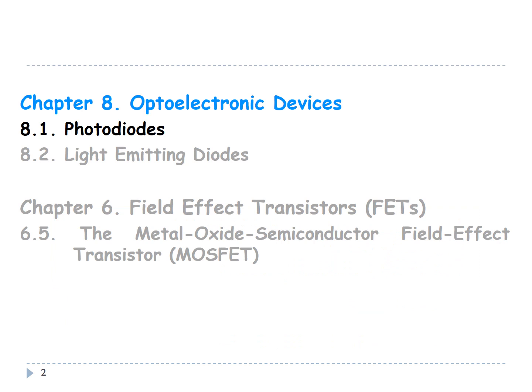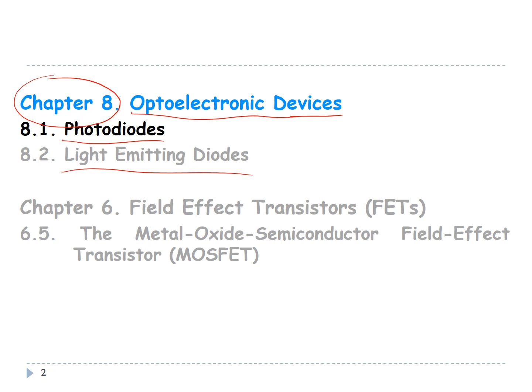Okay, so the last part of this course involves devices, and we are specifically going to look at optoelectronic devices. These are from chapter 8 of your reference text, and under these optoelectronic devices we are going to look at photodiodes and light emitting diodes.